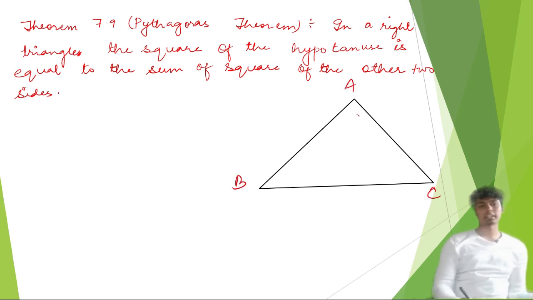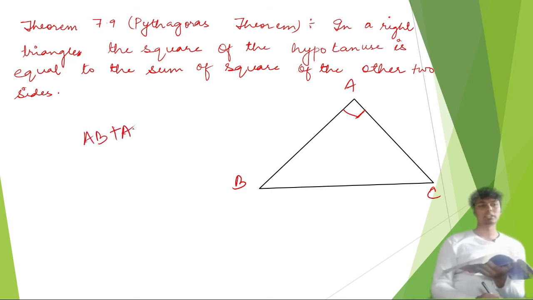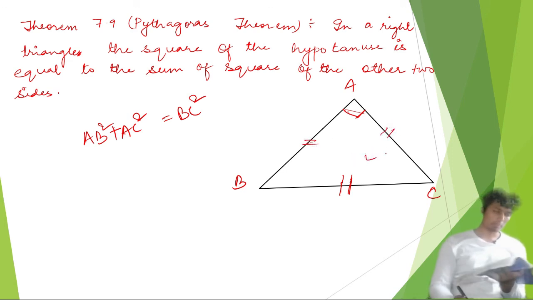Okay, and let us take this as a right triangle. Now if this is the right triangle, then AB square plus AC square is equal to BC square. Hypotenuse will always be opposite to the right angle. This is the hypotenuse here, BC. We need to prove that AB square plus AC square is equal to BC square.